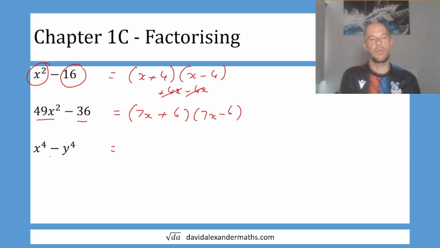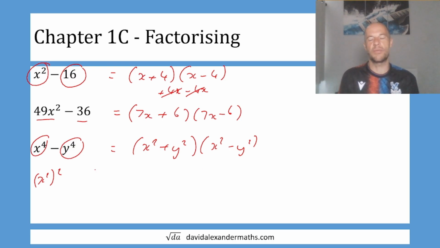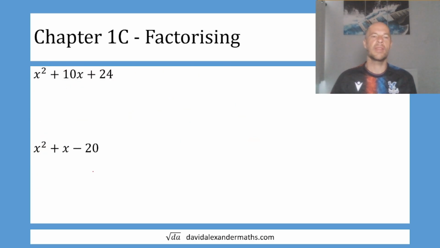And this final example, we need to appreciate that both of these are squares. X to the power of 4 is x squared, all squared, and y to the power of 4 is y squared, all squared. So that will become x squared plus y squared in one bracket and x squared minus y squared in the next bracket. Not particularly obvious, that last one, because you don't see anything to the power of 4 as something squared, of course.